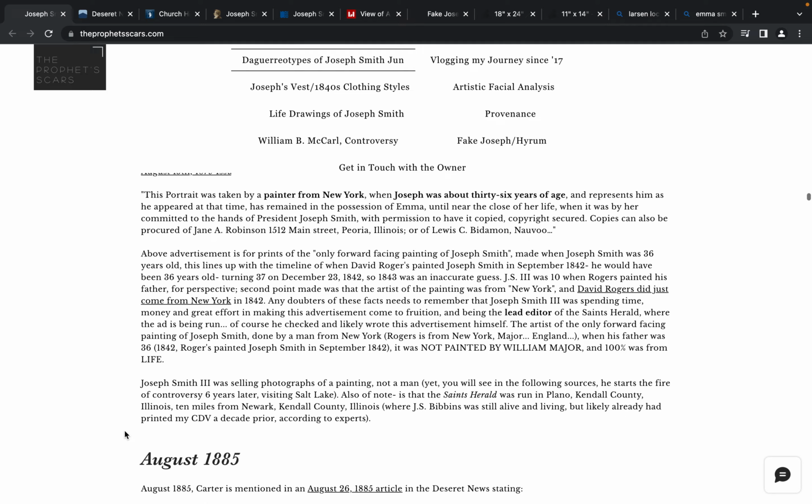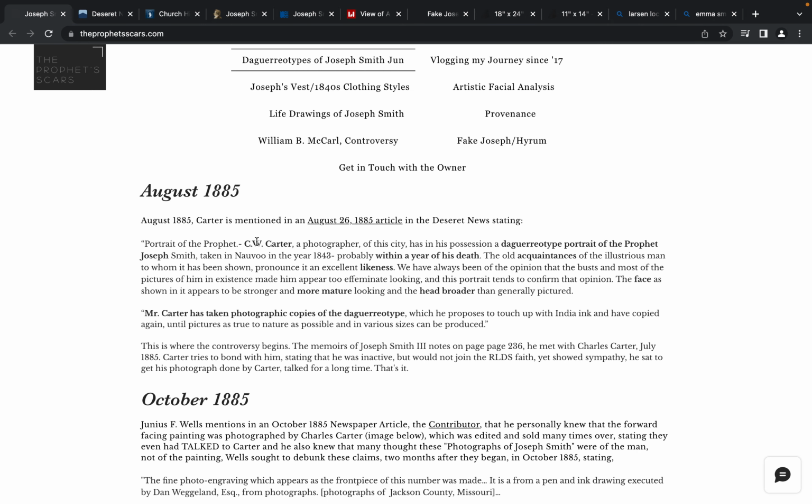Okay, so there's August 1879, and then six years later he's still selling photos of the painting, but they've been touched up. Well, then Carter's own copy is touched up the exact same way, so I don't think Joseph Smith III is stupid.